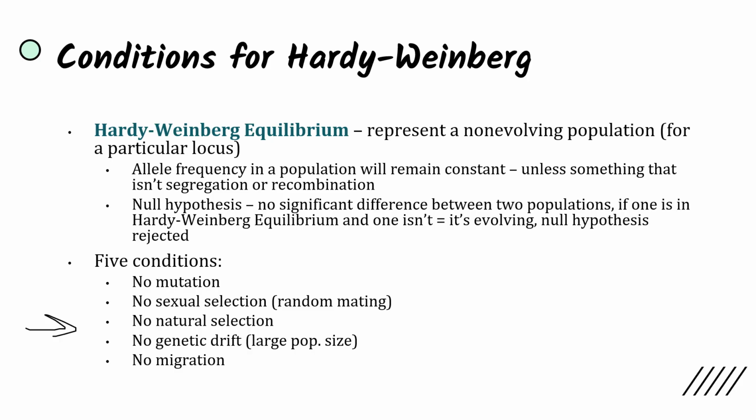No genetic drift, meaning that the population size has to be large in order to protect against genetic drift that could reduce the genetic variation within the population, and no migration so that there is no gene flow.